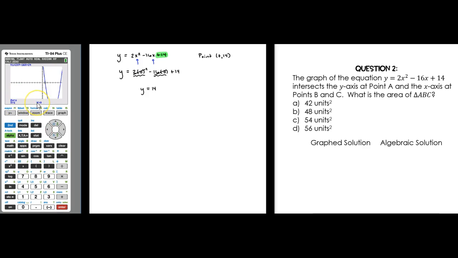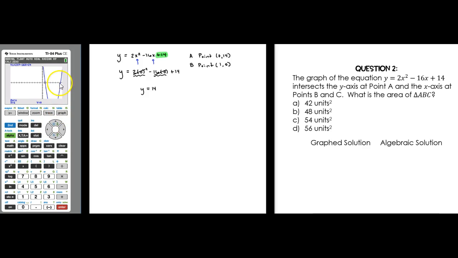And it tells us that it actually crosses the x-axis at x equals 1, y equals 0. So I'm going to put point B is located at 1, 0 on my notes.